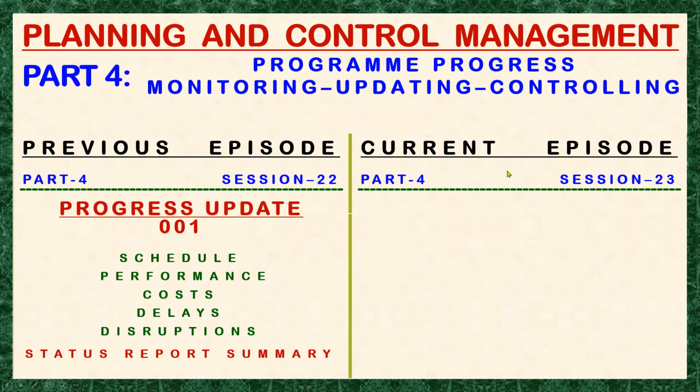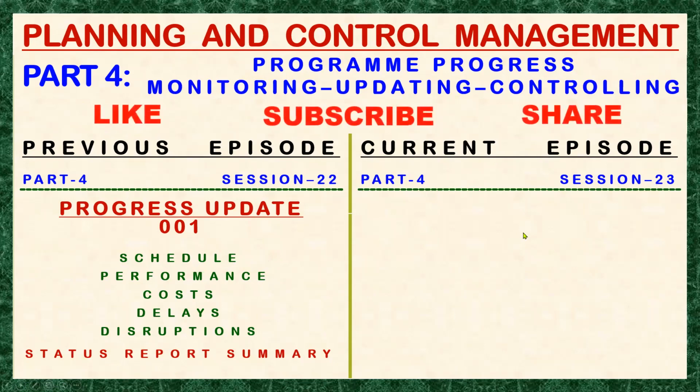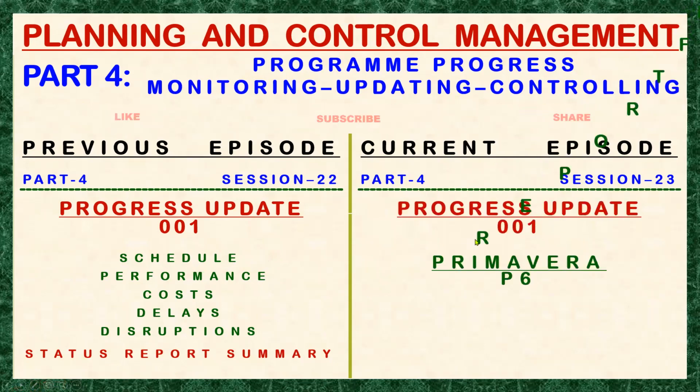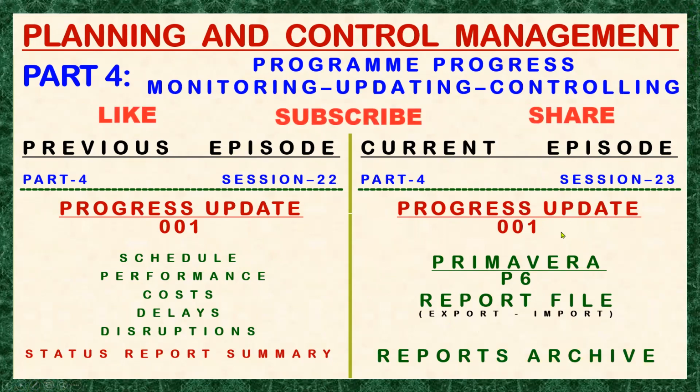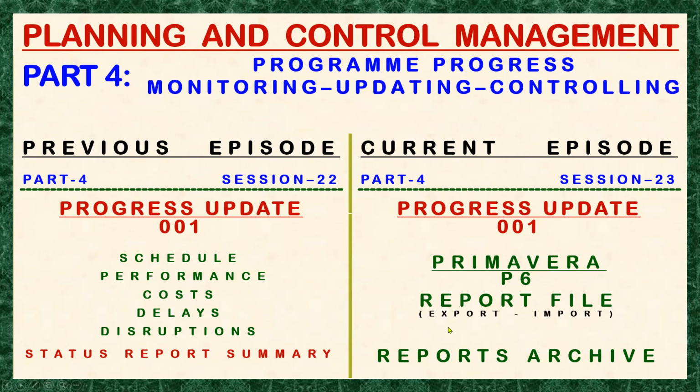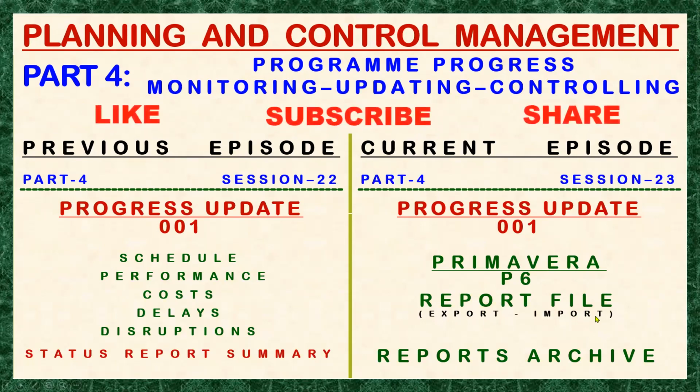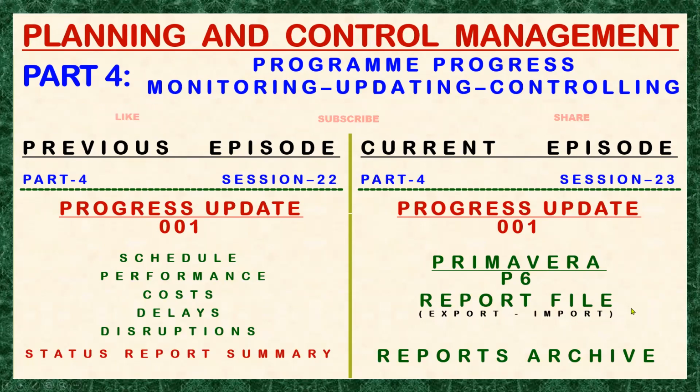Our current episode now is part 4, session 23, which is the same on progress update 001, but this one is about a Primavera P6 export file, or I mean a report file. This is about the export and import feature of Primavera P6. And the second one is the reports archive.